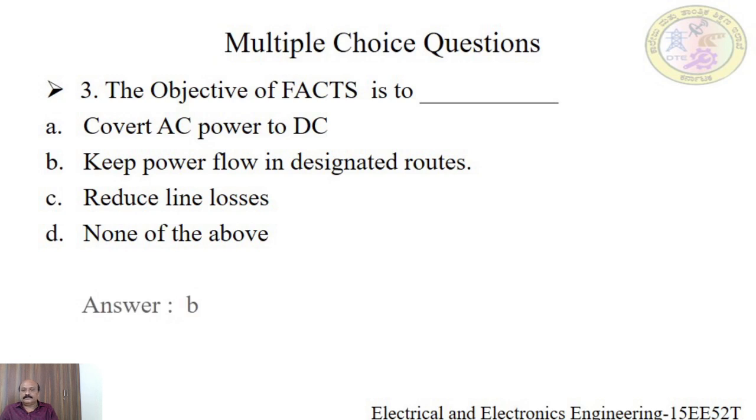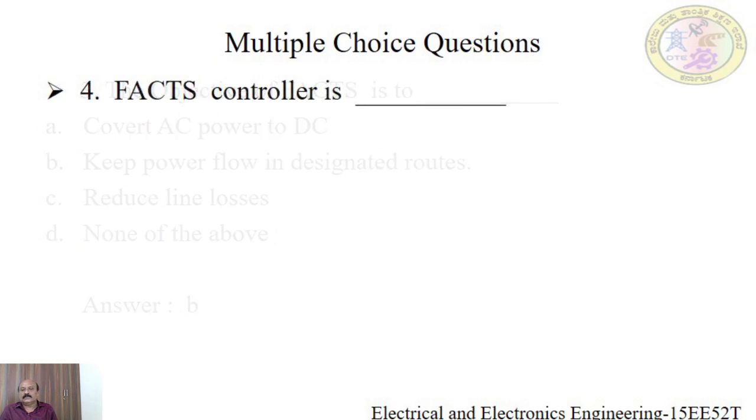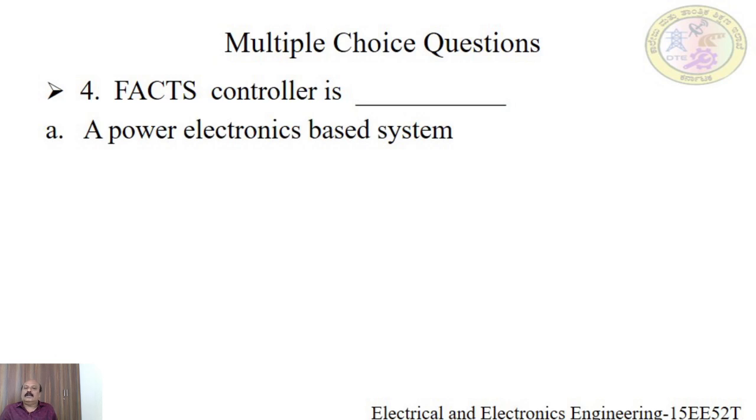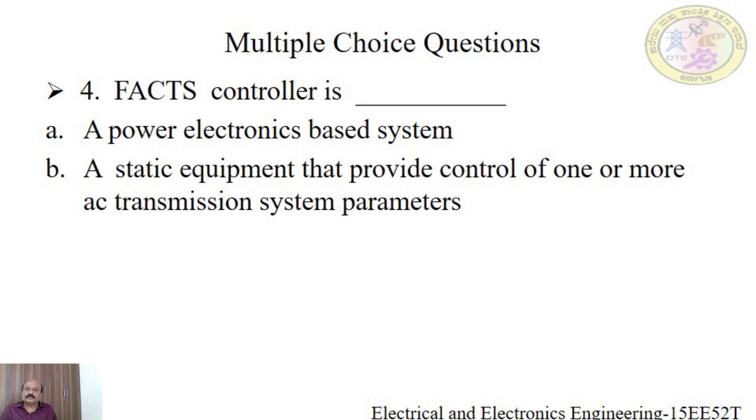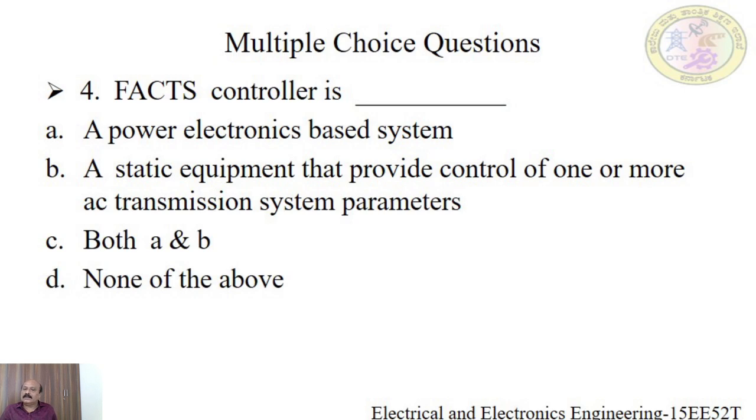Let us see the answer. Answer B is correct. So the objective of FACTS is to keep the power flow in designated routes, that is intended routes. Four. FACTS controller is. Then the device FACTS controller. What is this? We have already seen the definition of the FACTS controllers and types. Let us see. A power electronic based device system, a static equipment that provides control of one or more AC transmission system parameters, both A and B, and none of the above.